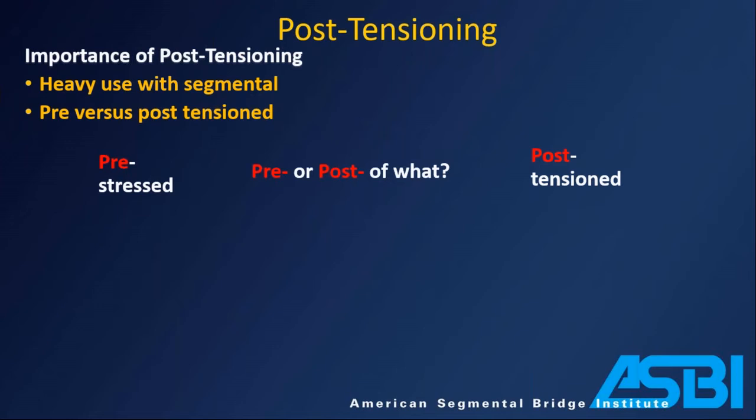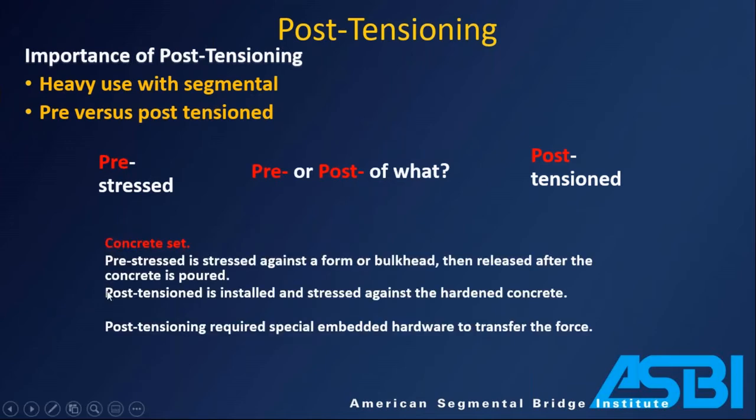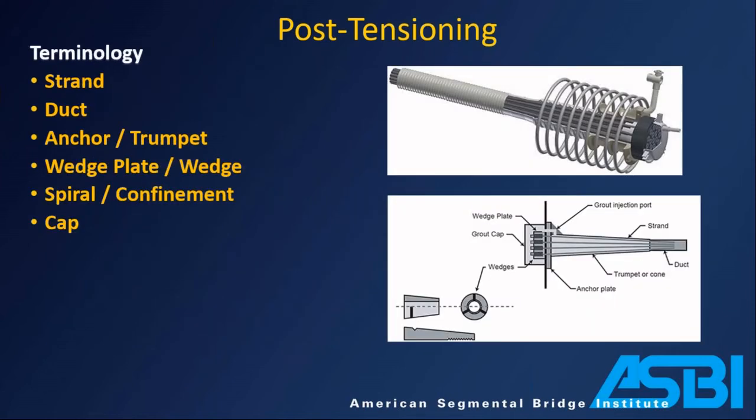Well, pre and post of concrete hardening. Pre-stressed means you stress the tendon before the concrete is hardened, usually in an empty form, something like that. And then it is released onto the concrete, but the stressing comes before you have concrete. Post-tensioned is on hardened concrete. So you cast it, let it harden, and then you install and stress the tendons. And that means that you have to have special embedded hardware to put the tendons in and to stress it and to transfer that force into the concrete.